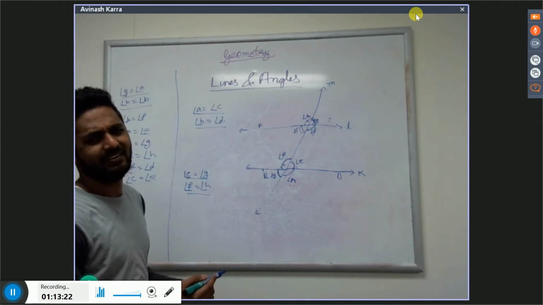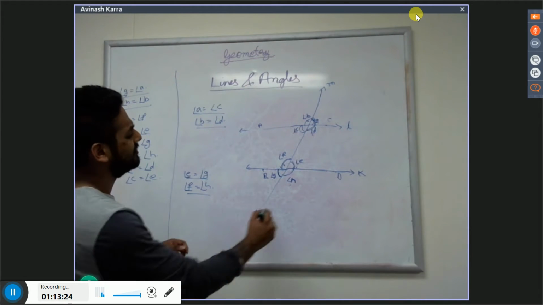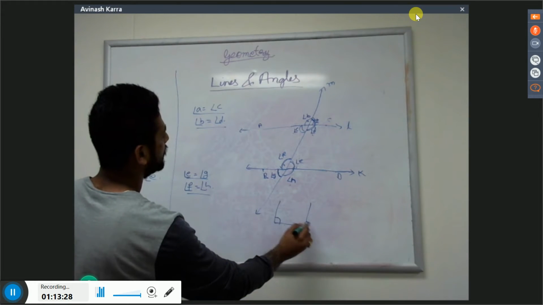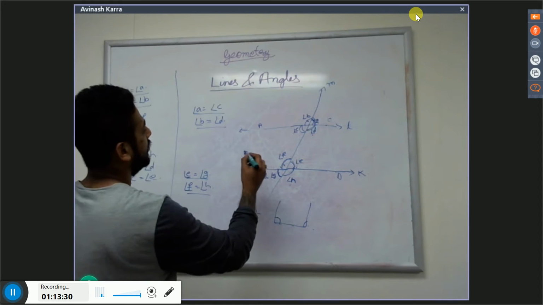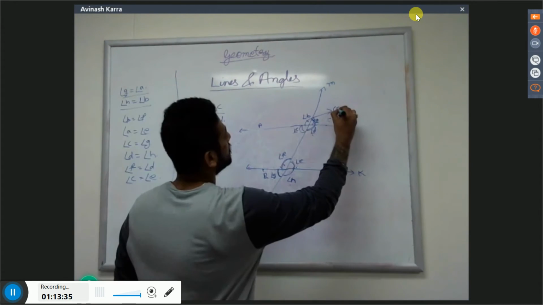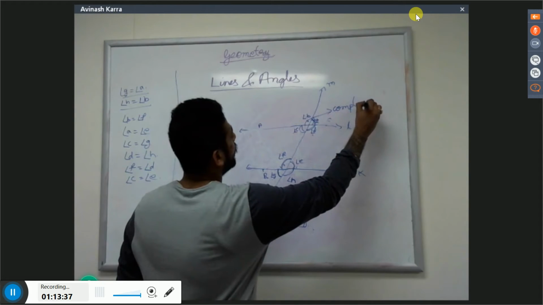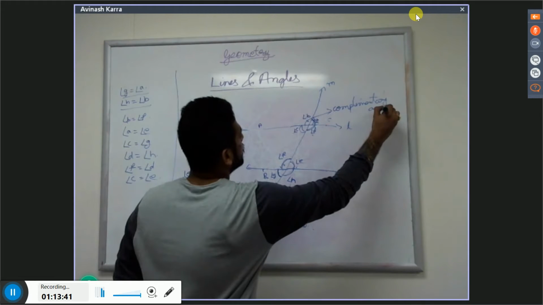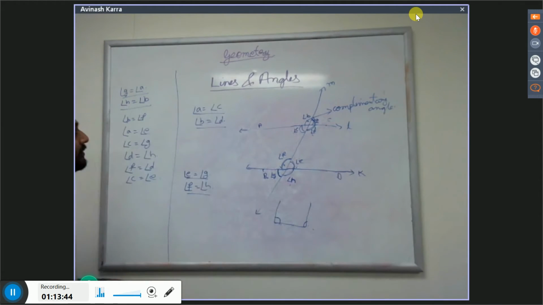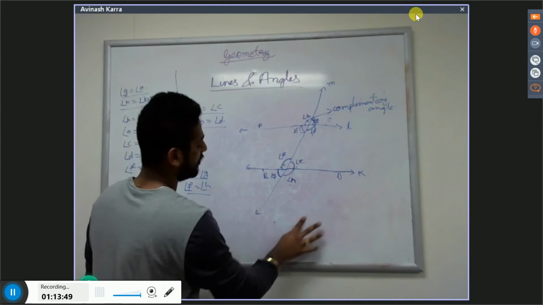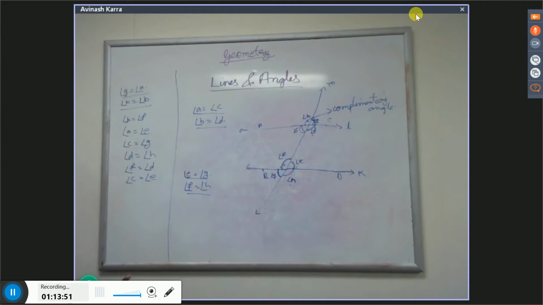I think adjacent angles. No, they're called complementary angles. Complementary? Yes, complementary angles. Thank you for giving the answer. So those are called complementary angles, it seems.